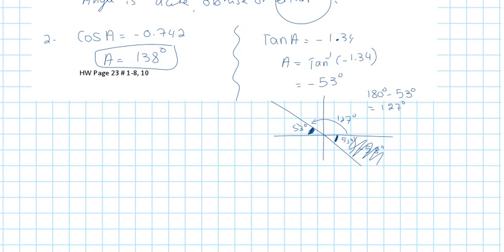So the trickier ones are going to be sine and tan. Cosine is going to be pretty straightforward. You put it in the calculator, it's going to give you the answer that you need. Tan is going to be a little confusing, so you have to do extra work. Sine, you have to remember, you need to find two answers always for sine. Tan is always one answer.